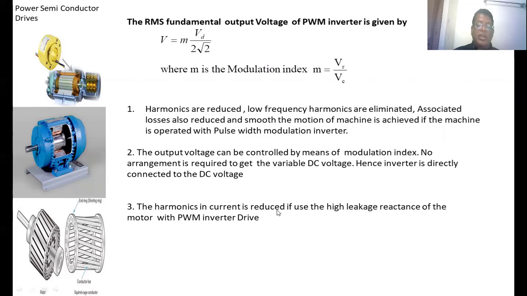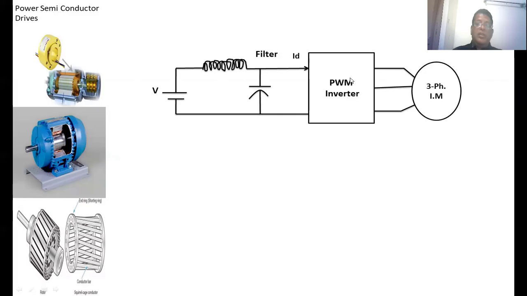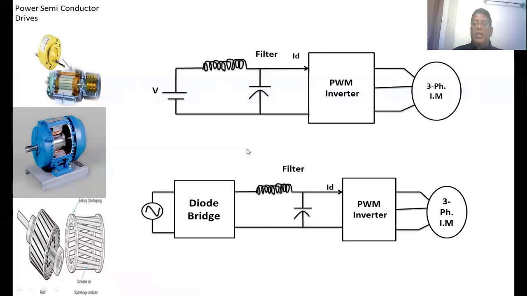The harmonics in current are reduced if you use the high leakage reactance of a motor with the PWM inverter drive. Suppose you use an induction motor with a high leakage reactance, then harmonics in current will be further decreased. So this is the PWM inverter, directly connected to the DC voltage. This is the filter. If we have an AC supply, then we can use a diode rectifier circuit, which gives only a constant DC voltage that we can give to the PWM.